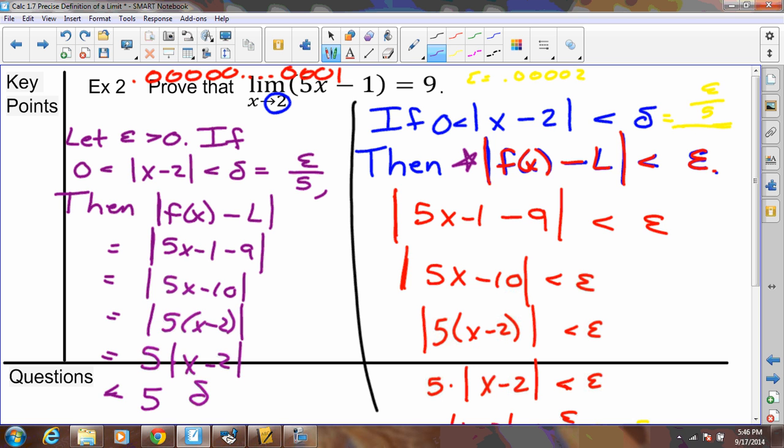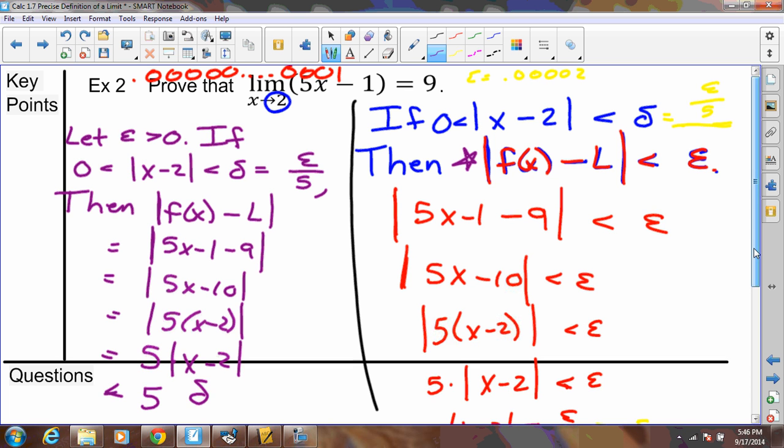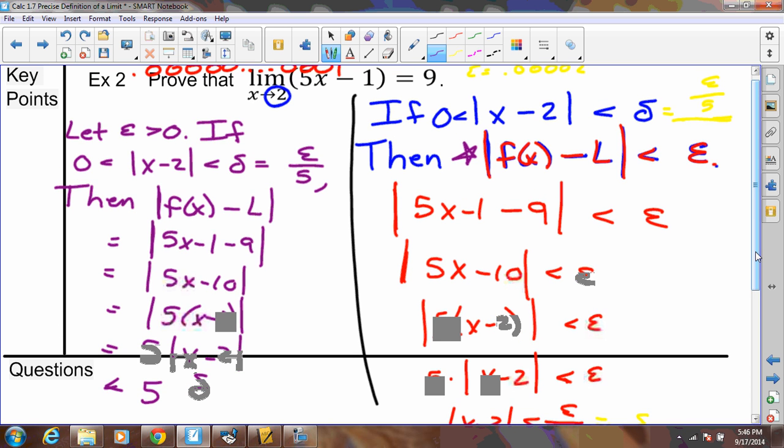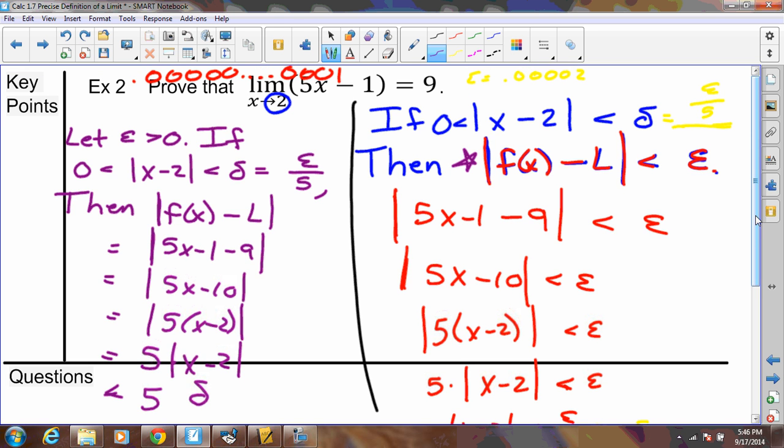Why does that have to be true? This is one of the parts that sometimes trip people up. They're not sure why we can change it from equals 5 times the absolute value into less than 5 delta. Well, to help explain that a little better, I'm going to make up some new numbers that are completely and totally unrelated to this problem, and I'm going to write them up in yellow just so you can understand why that step is true.